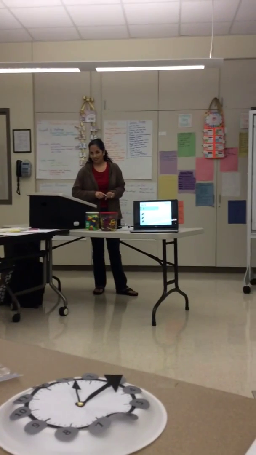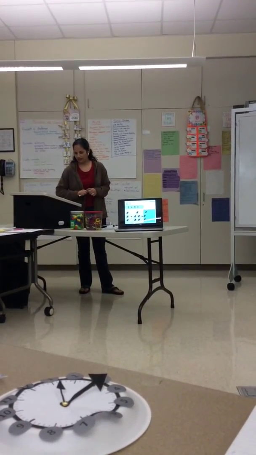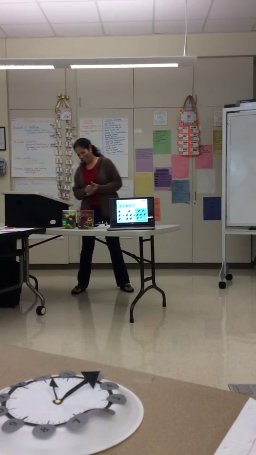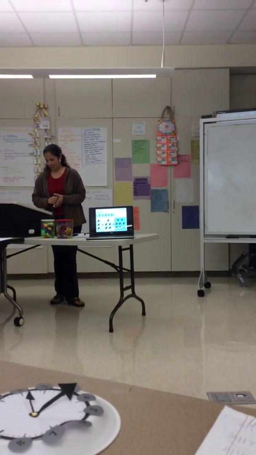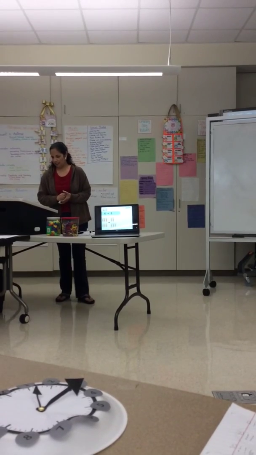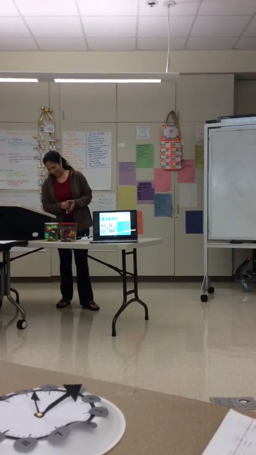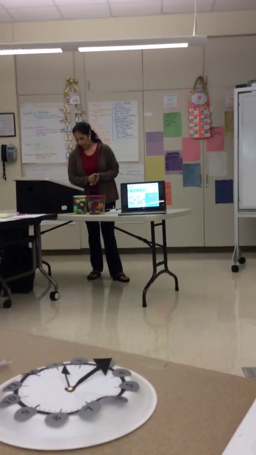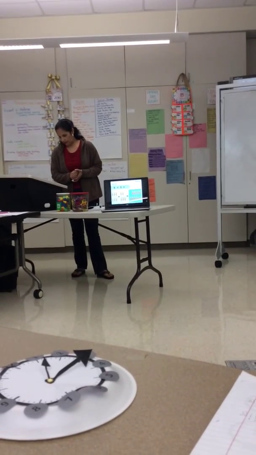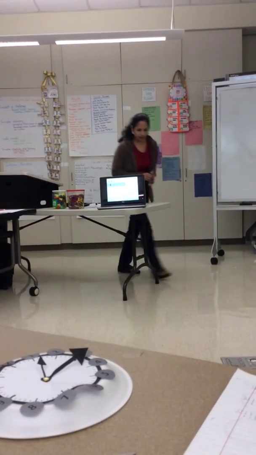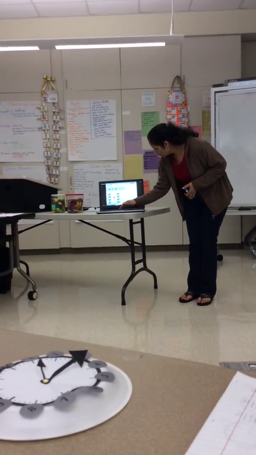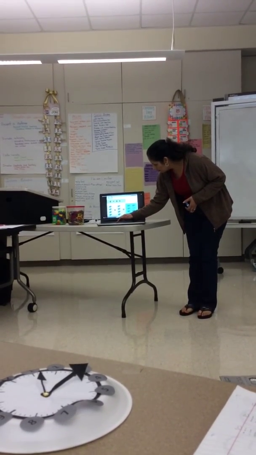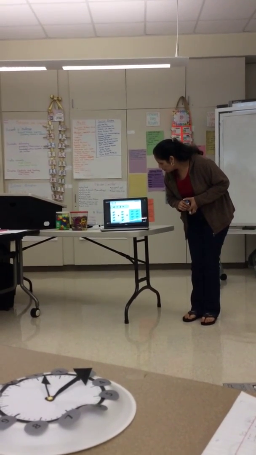3 books plus 5 books equals 1, 2, 3, 4, 5, 6, 7, 8. 8 books. 6 pencils plus 5 pencils equals 1, 2, 3, 4, 5, 6, 7, 8, 9, 10, 11. 11 pencils. 4 sharpeners plus 4 sharpeners equals 1, 2, 3, 4, 5, 6, 7, 8. 8 sharpeners.